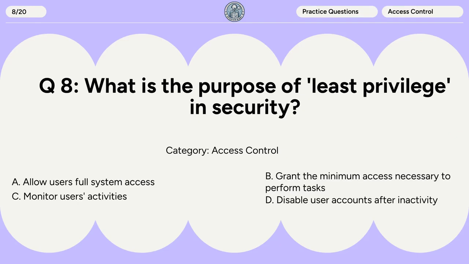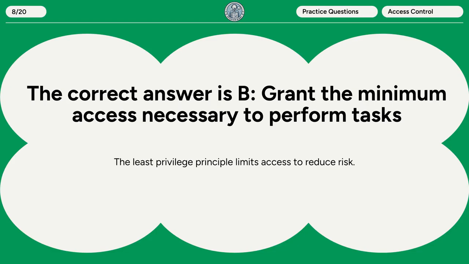Question 8. What is the purpose of least privilege in security? A. Allow users full system access. B. Grant the minimum access necessary to perform tasks. C. Monitor users' activities. D. Disable user accounts after inactivity. The correct answer is B. Grant the minimum access necessary to perform tasks. The least privilege principle limits access to reduce risk.